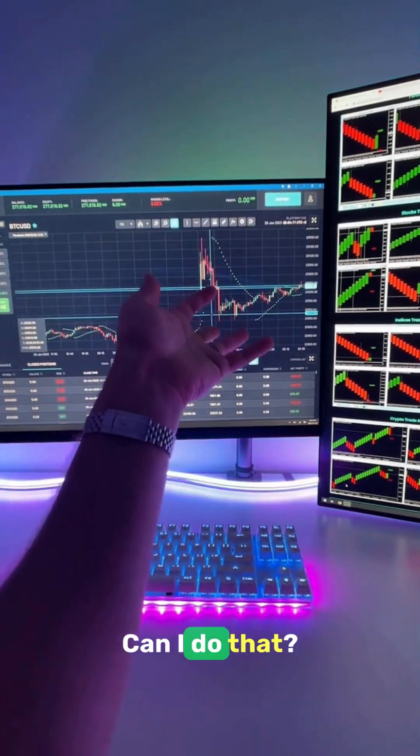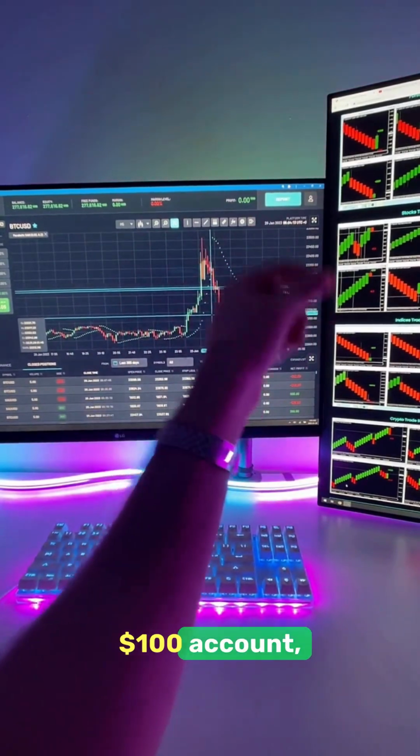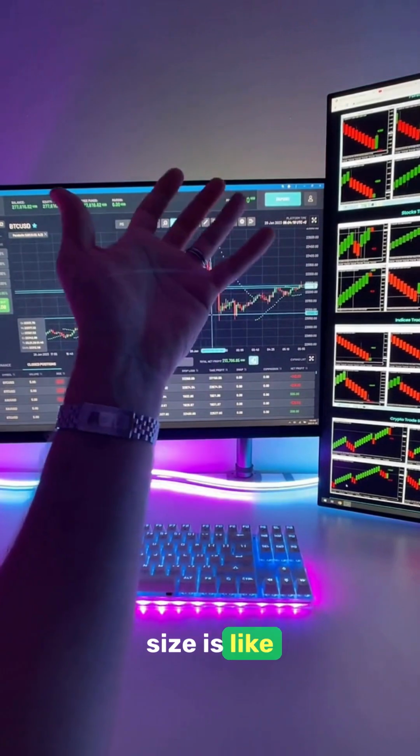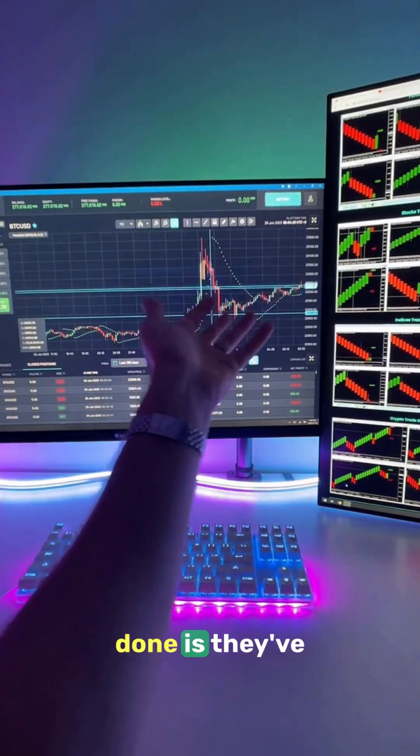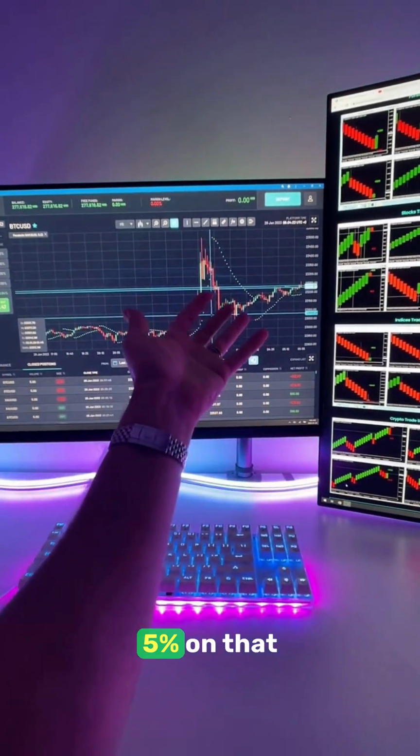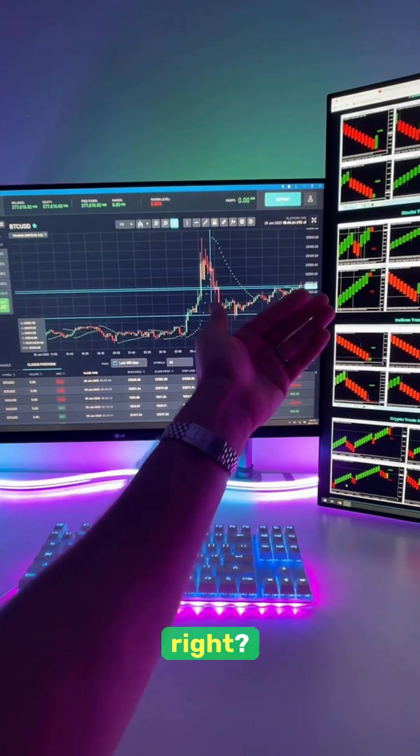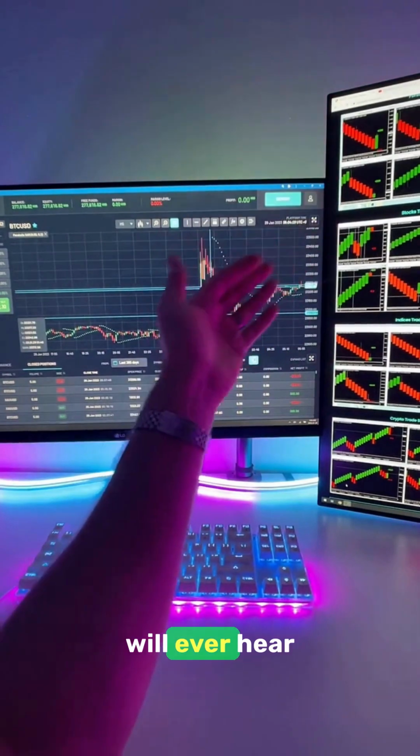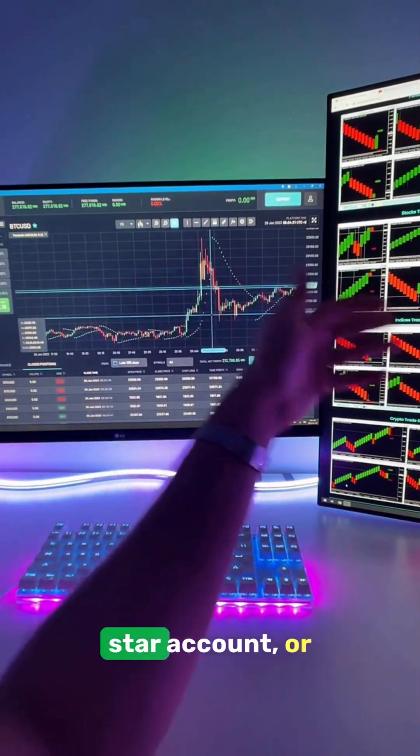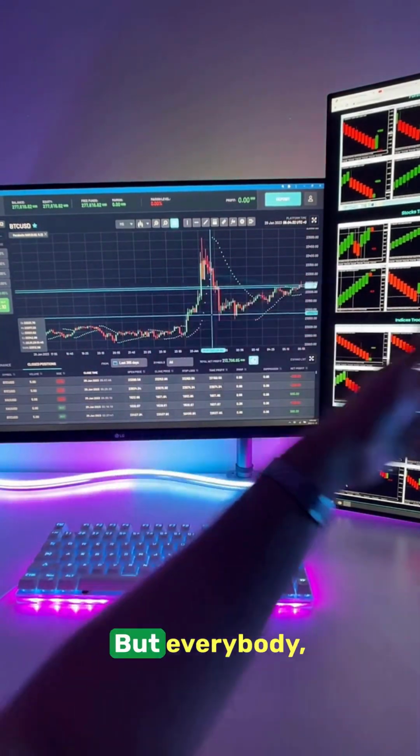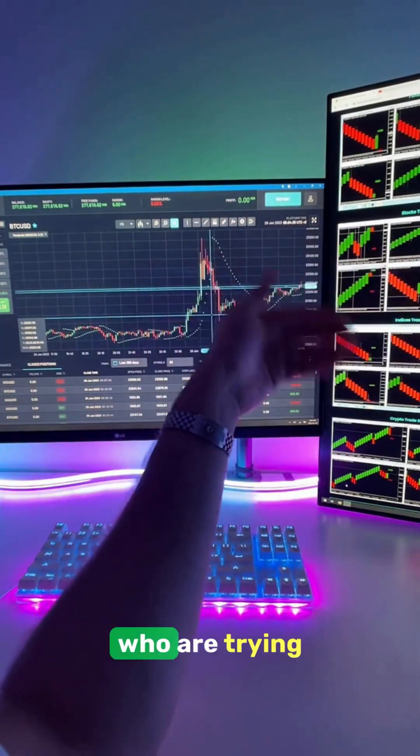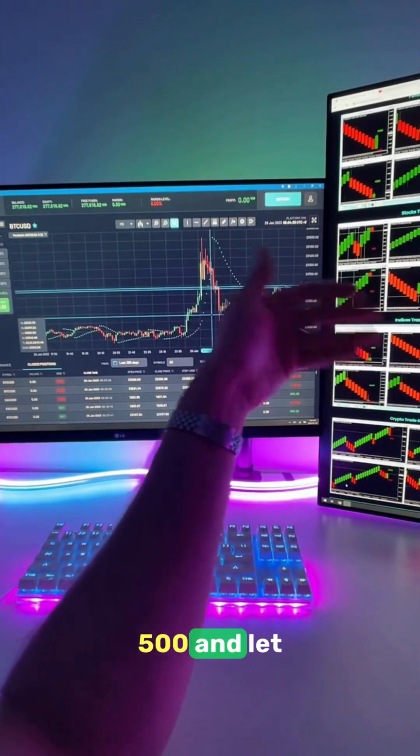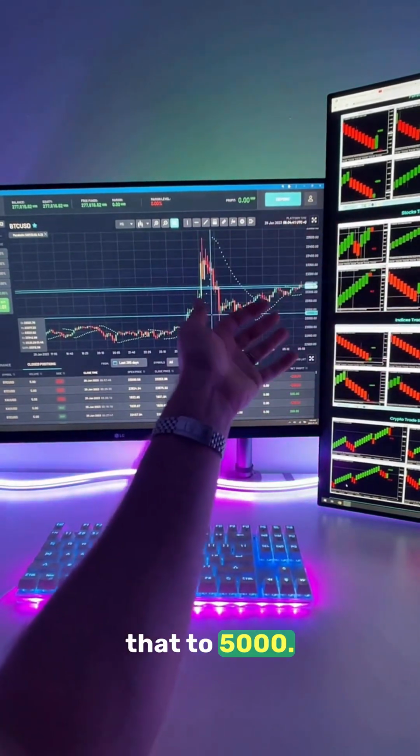That's amazing. Can I do that while trading with a $100 account? What you have to realize is that their actual account size is like $1 billion, right? So what they've done is they've just made like 5% on that $1 billion. No hedge fund and no institutional trader will you ever hear say, oh, we 5x our account or we 10x our account. But all of these people who are trying to learn how to trade are saying, oh, let me start with 500 and let me 10x that to 5,000.